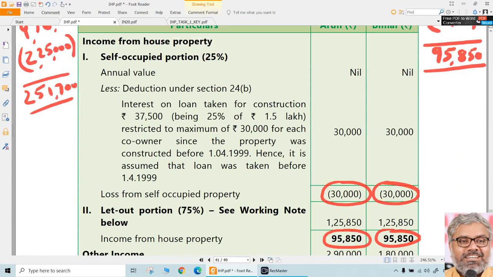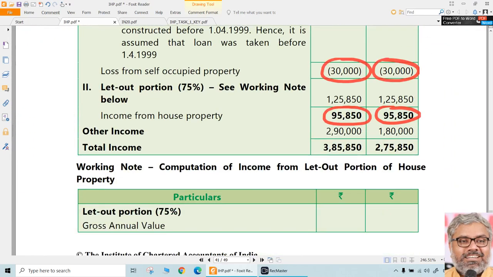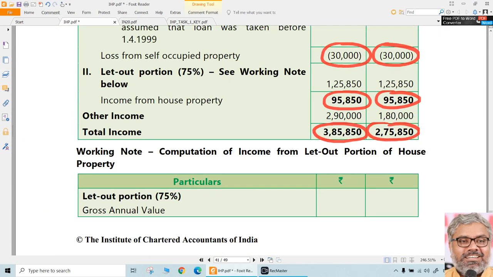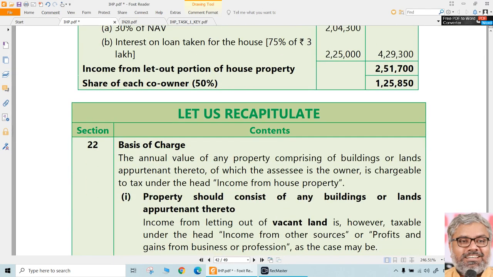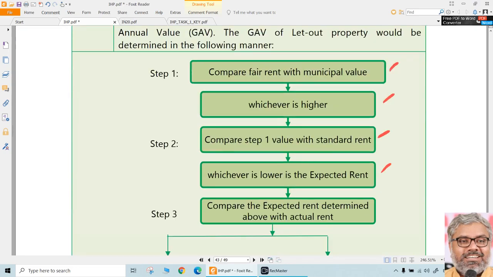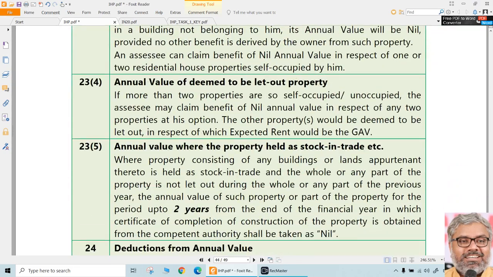Each of them will get 95850 income from house property taxable. Other incomes, you just add it, you get total income. That's not a big deal. That anybody can do. Main thing is income from house property. So this is also an important examination question, which was given in the exams earlier.